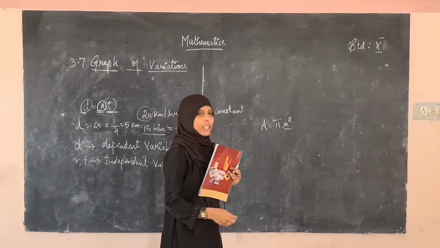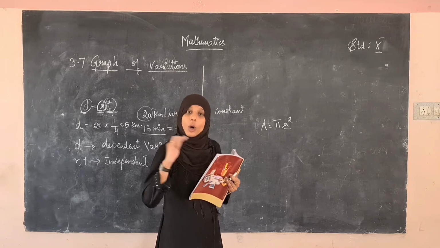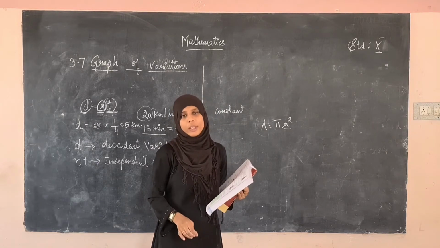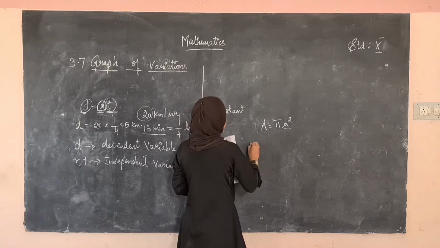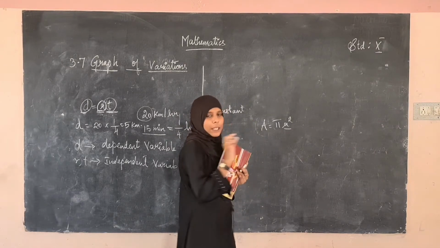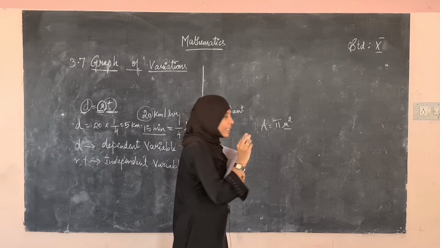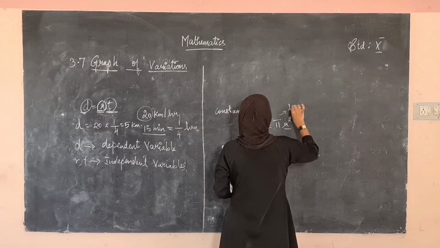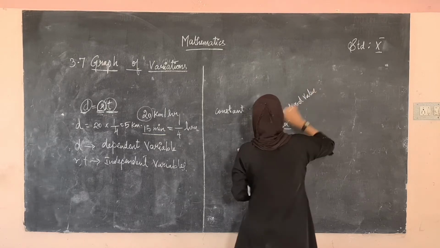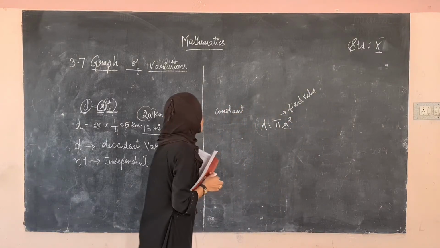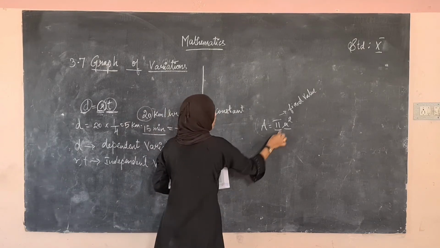The pi value is common for all circles. That is 22 divided by 7, right? So, it is common. The particular thing that takes a fixed value, that takes the fixed value, is said to be the constant. Here the constant is pi.